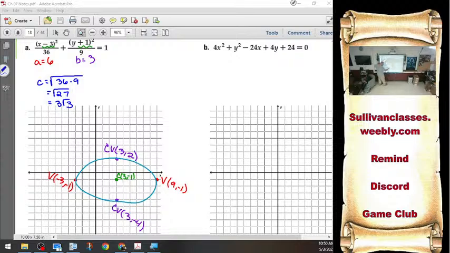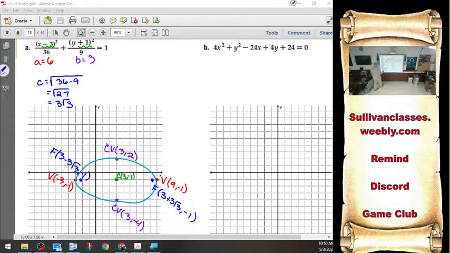So go 1, 2, 3, 4, 5 and some change, and then label your focus at 3 plus 3 root of 3, negative 1. Go 1, 2, 3, 4, 5 and some change. Label your focus as 3 minus 3 root of 3, negative 1. Ta-da! You have your ellipse.